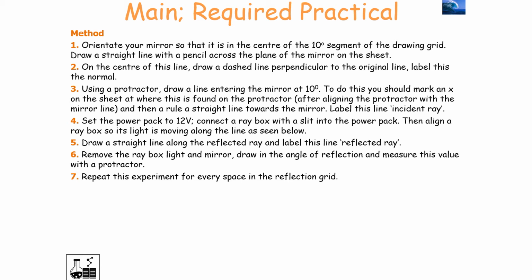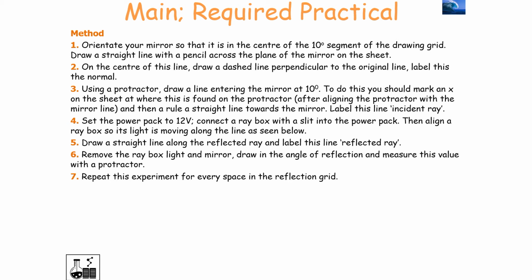You draw a straight line with the pencil across the plane of the mirror on the sheet. On the centre of this line, draw a dashed line perpendicular to the original line, and we label this the normal. Then we use a protractor to draw a line entering the mirror at 10 degrees. To do this, you should mark an X on the sheet at which this is found with the protractor, and then rule a straight line towards the mirror and label that the incident ray.